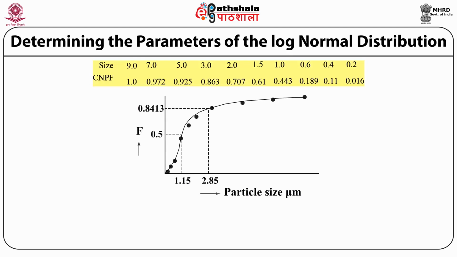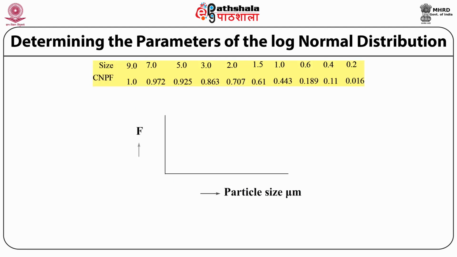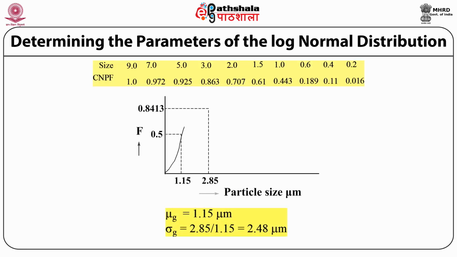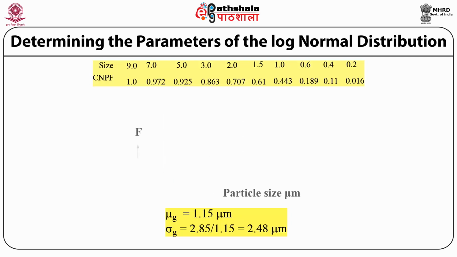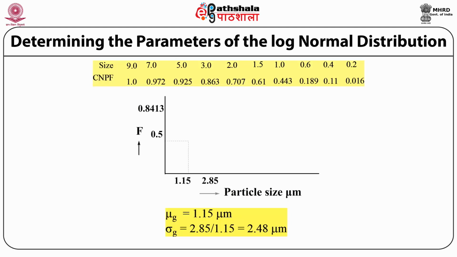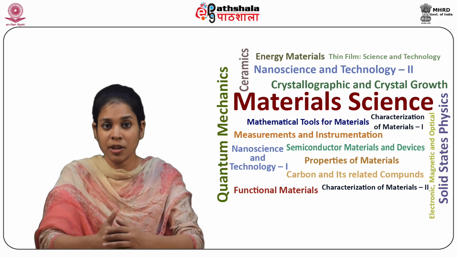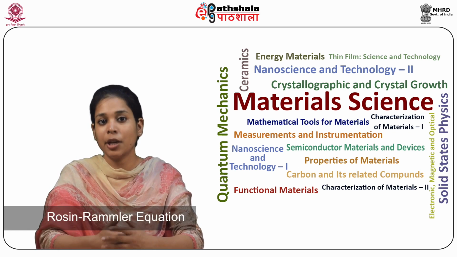Hence, for the above particle size distribution, the geometric mean, that is mu g, is 1.15 micrometer, and the geometric standard deviation sigma g is 2.48 micrometers. Therefore, using this example and log normal distribution, we can see that we can calculate the parameters of particle size data. So the first equation is the Rosin-Rammler equation.